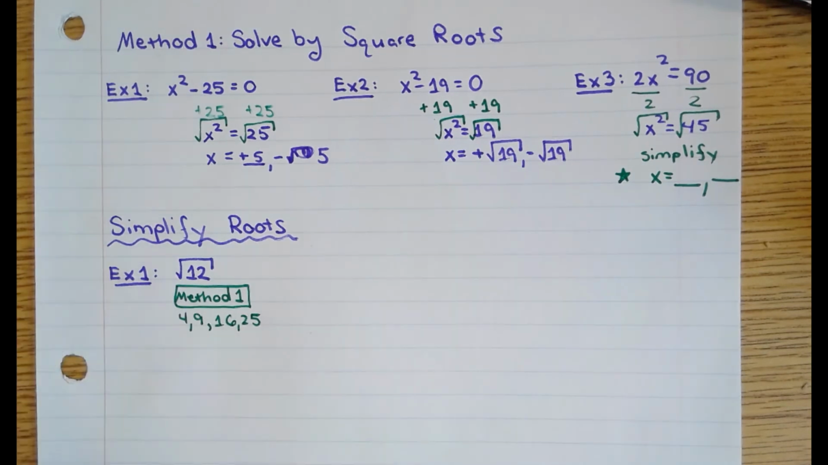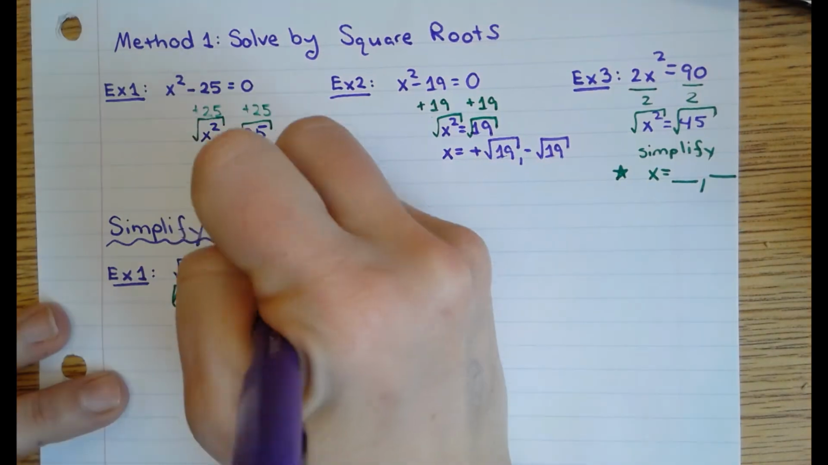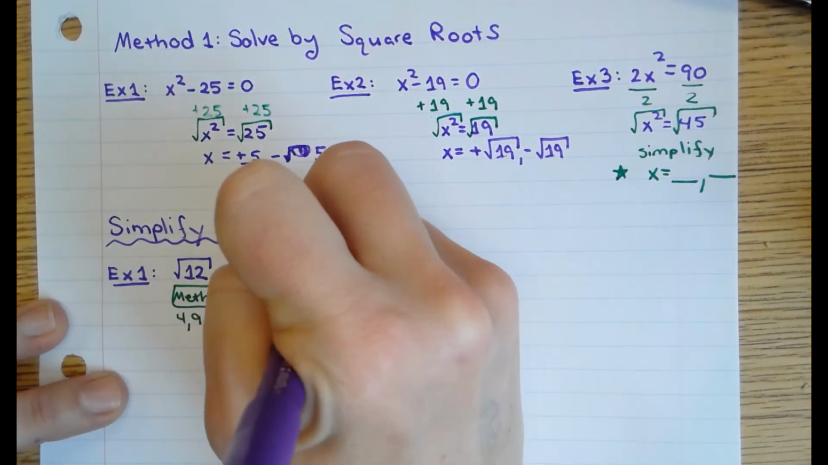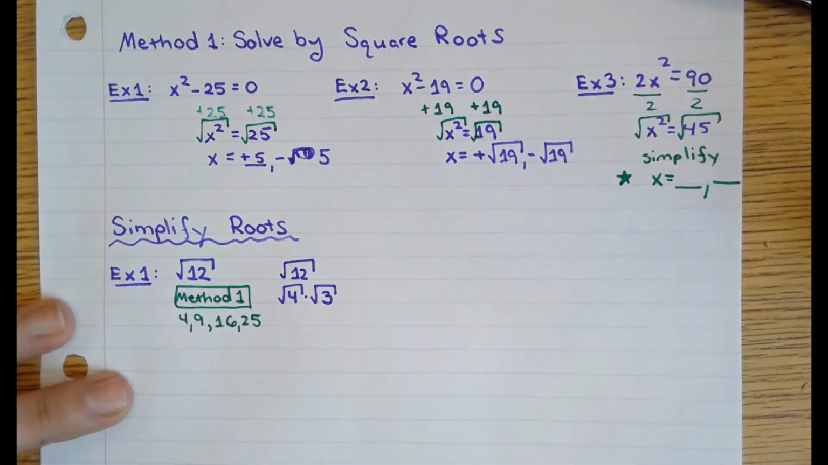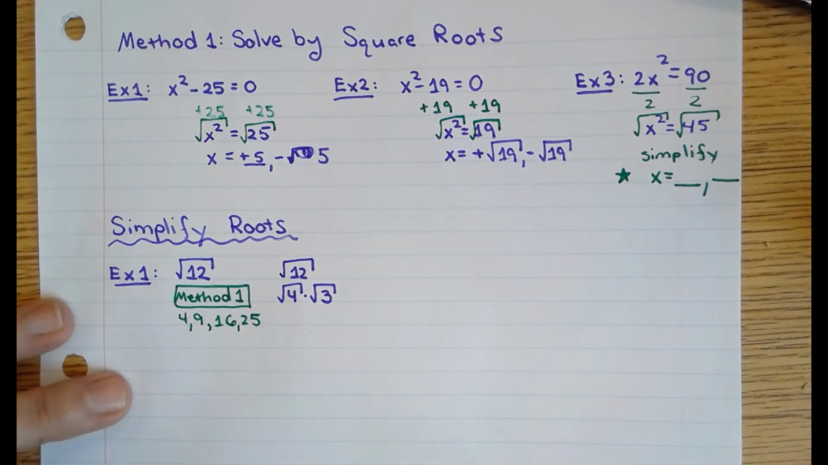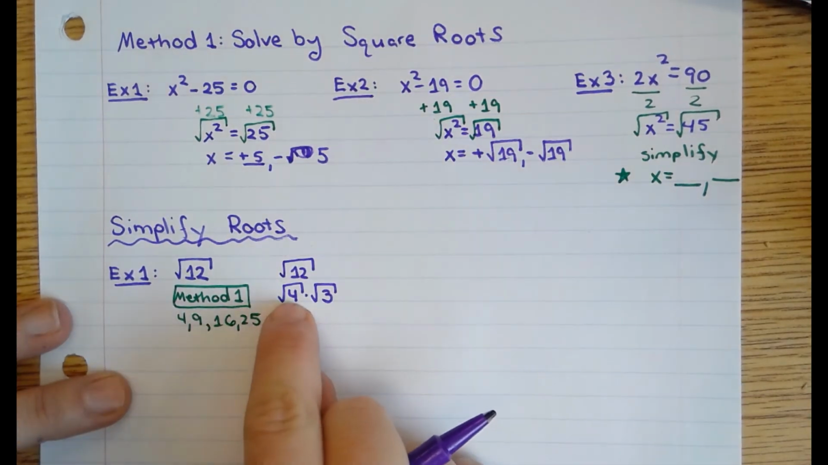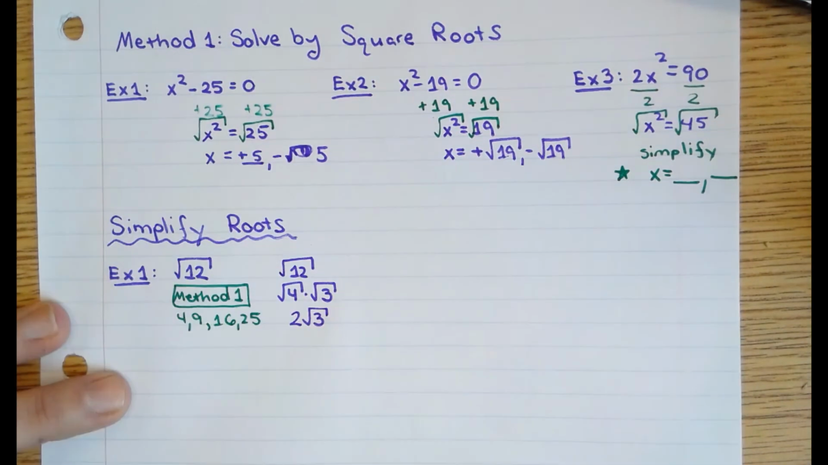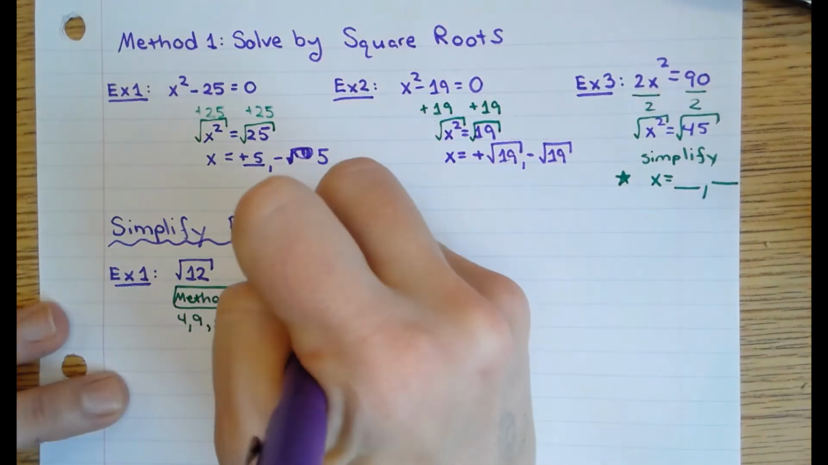So we're going to rewrite the original problem as the square root of 4 times the square root of 3, both with square roots on them. And then therefore we know the square root of 4 is 2. And we leave it 2 square root of 3. So there's our final answer.